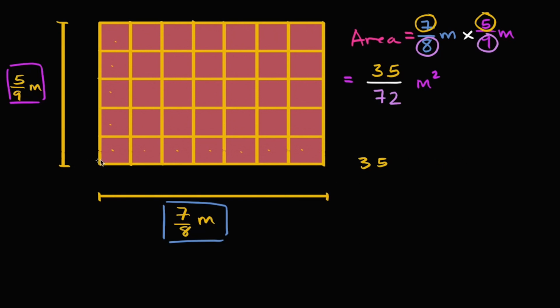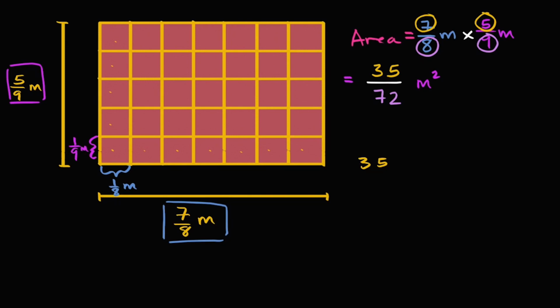And what's the area of each of those rectangles? Well, if this is 7/8 meters wide, and this is divided into 7 equal sections in the horizontal direction, that means that each of these is exactly 1/8 of a meter wide. And by that same logic, if this whole thing is 5/9, and we have five rectangles per column, then the height of each of these is going to be 1/9 of a meter.